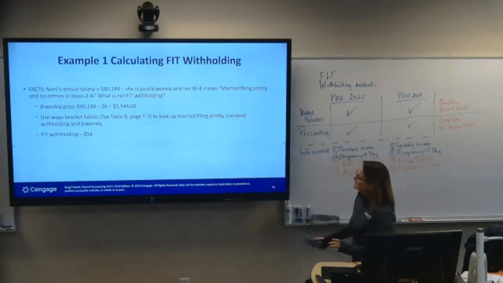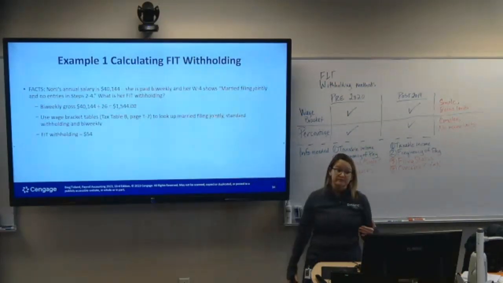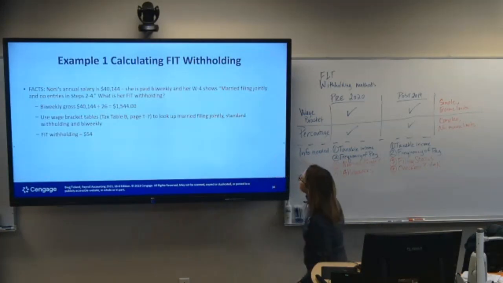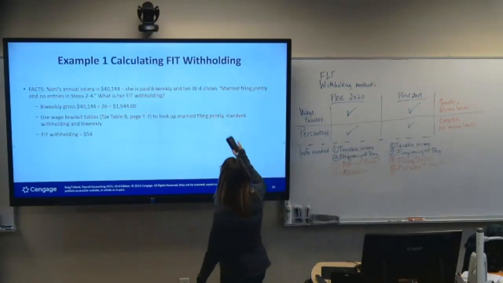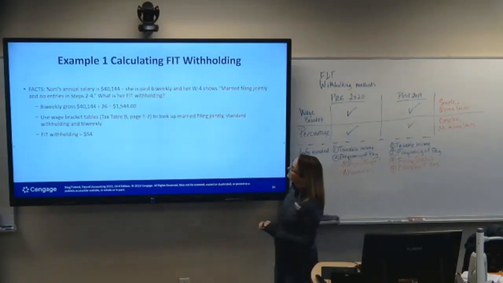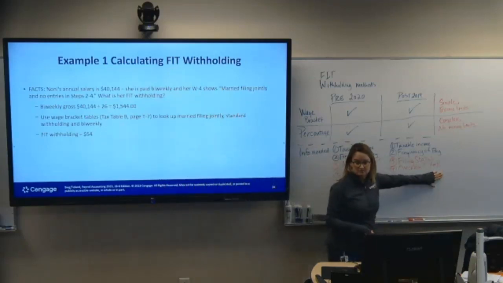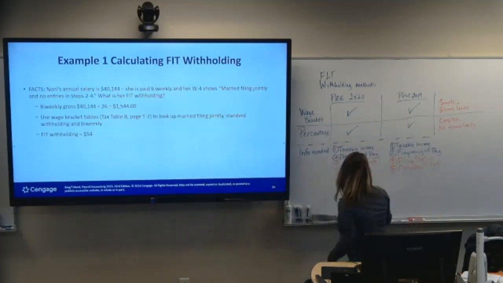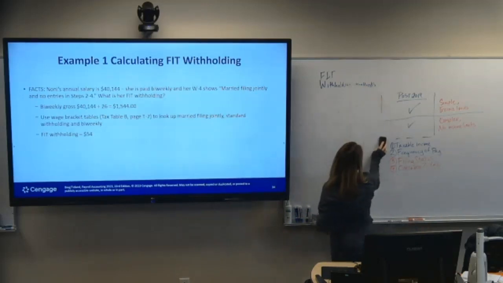Here we've got Nani's annual salary is $40,144. So they're giving us an annual salary. We've got to figure out on a per pay basis what she's making, what her taxable pay is. She's paid bi-weekly. All right, so we've got the frequency of pay there. Her W-4 shows married filing jointly. Great, we've got our filing status. No entries in steps 2 through 4. So that would be the checkbox, so that would be a no. The checkbox is not checked if there's nothing entered in there. Right? So I'm going to erase this one so we can do some calculations.